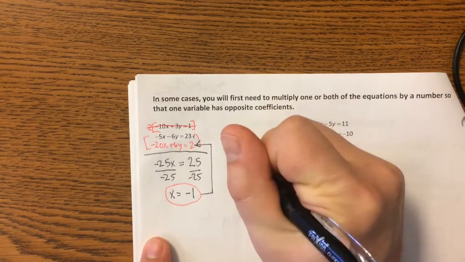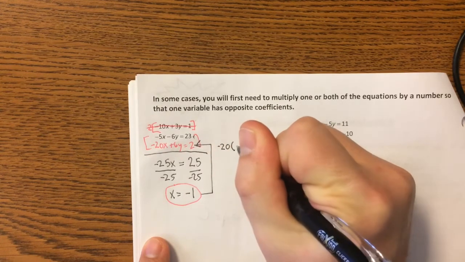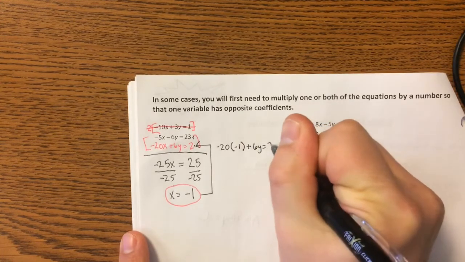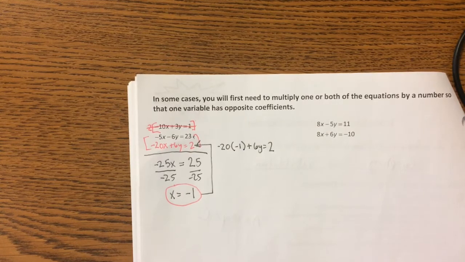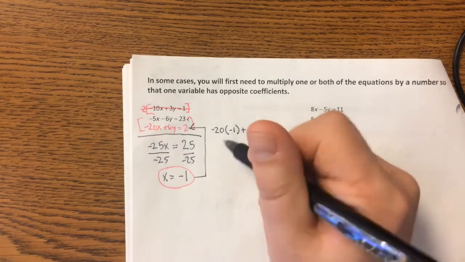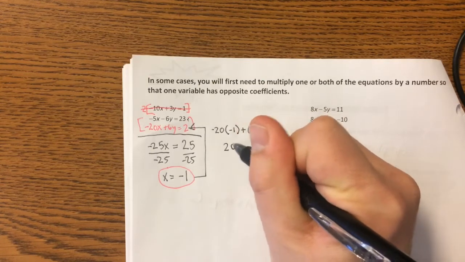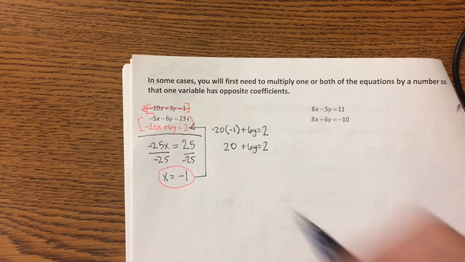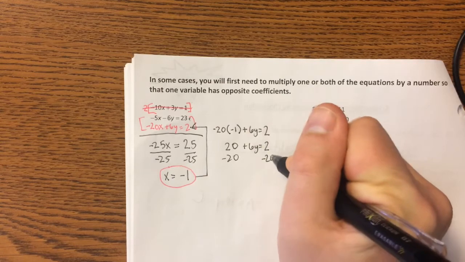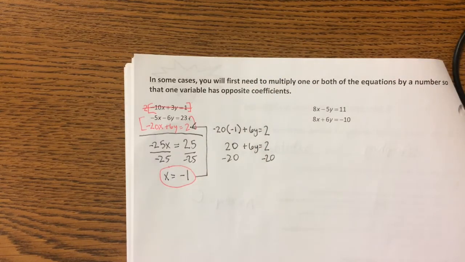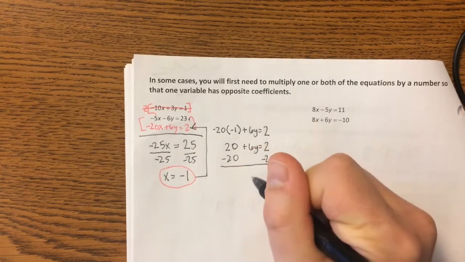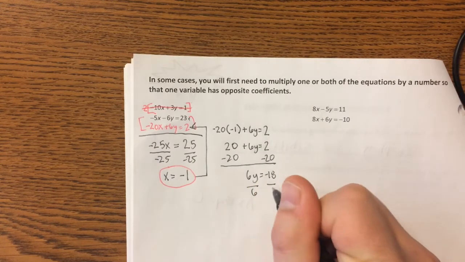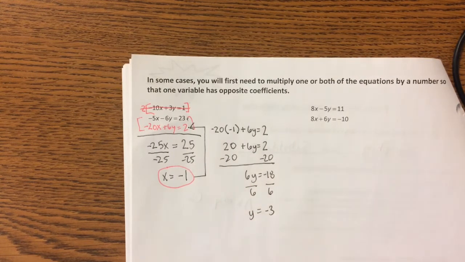So that'll give me negative 20 times negative 1 plus 6y equals 2. So negative 20 times negative 1 is positive 20. Then I want to subtract 20 from both sides. And you go through this normal linear solving process. It's the same steps we've been doing all year. We divide by 6, and I get y equals negative 3.